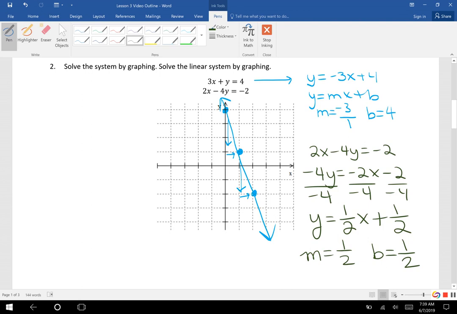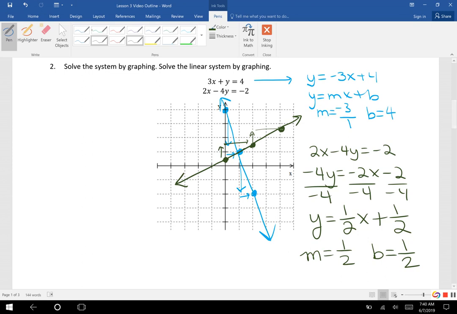To graph this, I'm going to start at 1/2. So I'm going to put a point right there at 1/2. Slope is rise over run, so that means I have to go up 1. I'm just going to have to estimate where that is. That's going to be at about 1.5. Then we said up 1 and then over 2. So there's my second point. And we could do that again, up 1, over 2, third point. If I connect the dots, there's the line of that second equation.